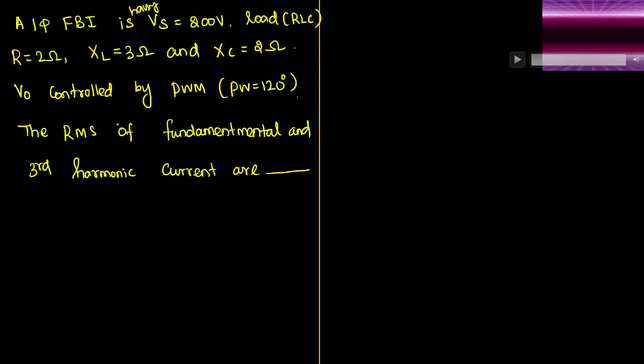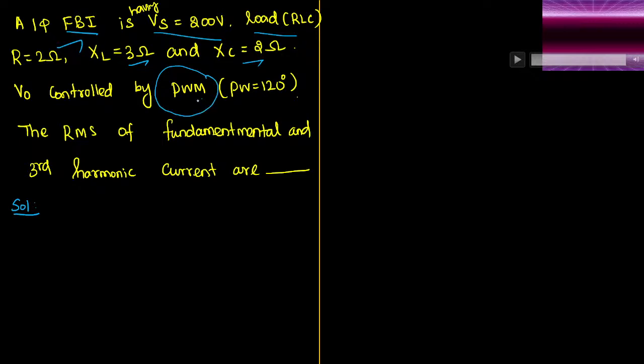See, basically, what is the given data and what we are trying to ask? Let us collect the data, then I will try to solve step by step. A single phase full bridge inverter is having a supply voltage of 200 V, and it is connected with an RLC load. The value of R is given as 2 ohm, XL is 3 ohm, XC is given as 2 ohm. And the output voltage is controlled by pulse width modulation technique.